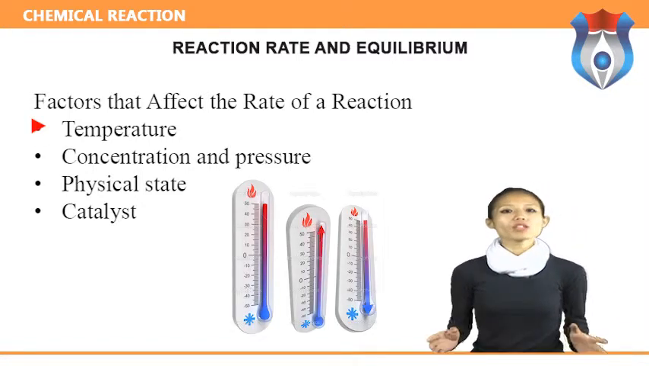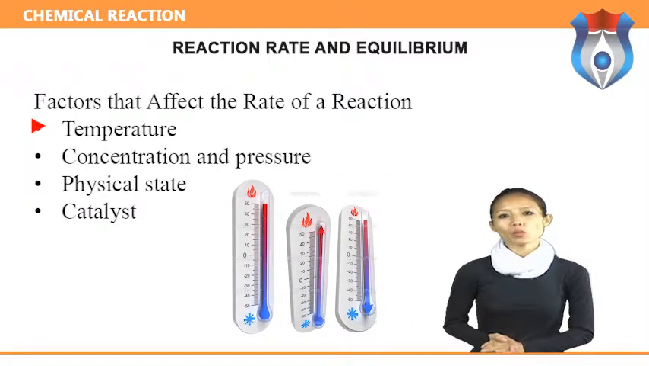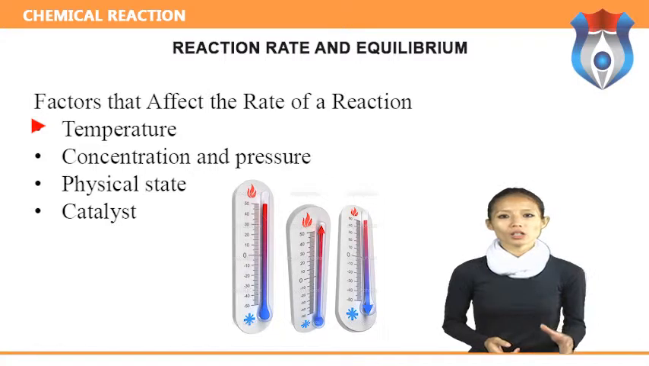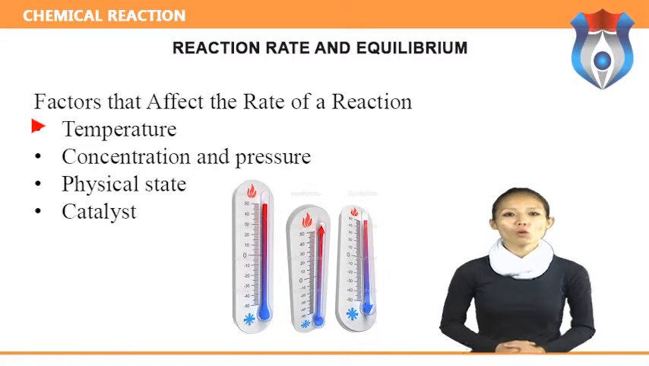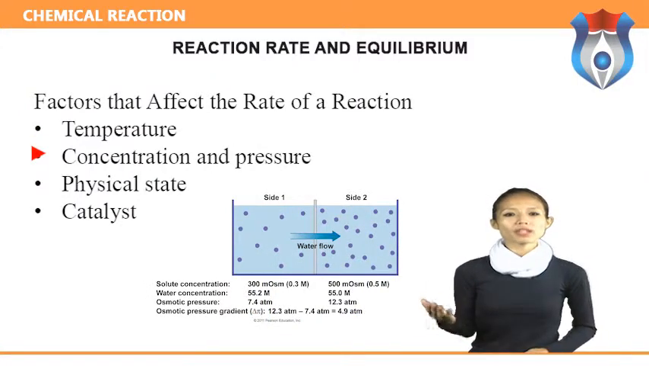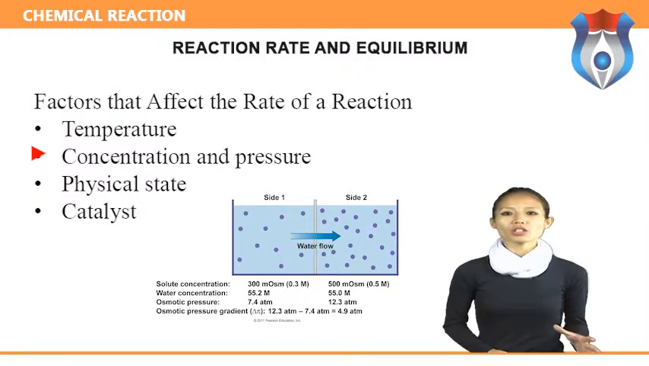Temperature. Temperature and rate at A-level is connected very closely with the Maxwell-Boltzmann distribution. An increase or decrease in temperature will change the shape of the curve, which means fewer or more particles will have the required activation energy. Concentration and pressure. If the concentration or pressure of a chemical increases, there will be more particles within a given space. Particles will therefore collide more often. As concentration or pressure increases, the rate of reaction also increases.